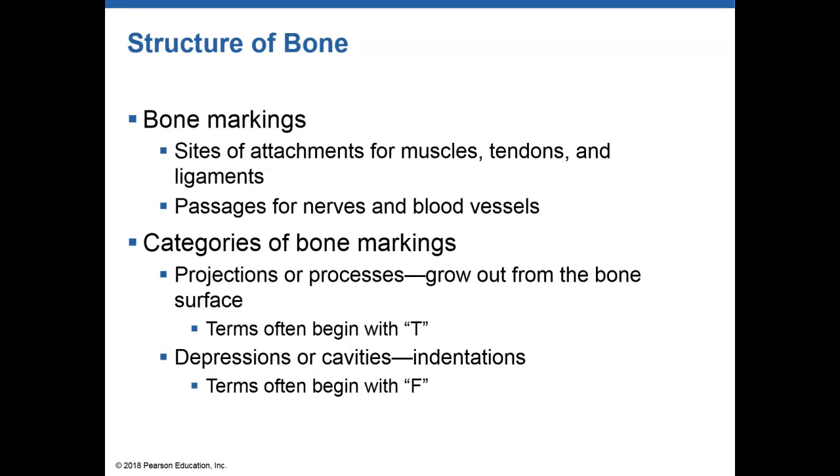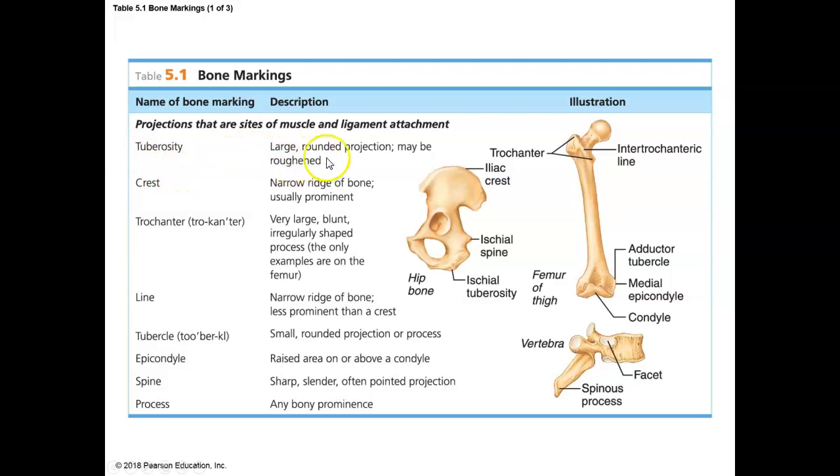So if we go to the next slide, it gives us some information on the different types of markings that we have. There we go. So here we have regions of the bone where either muscles or ligaments might attach. So a tuberosity is a rounded projection. The one I typically think about, and it's not showing on here, is the tibial tuberosity, but here you can see an ischial tuberosity. There are crests. There's an iliac crest. Trochanters, we only see these on the femur, so we have a greater and a lesser trochanter.